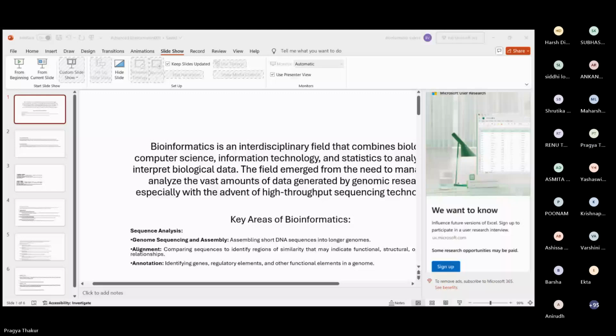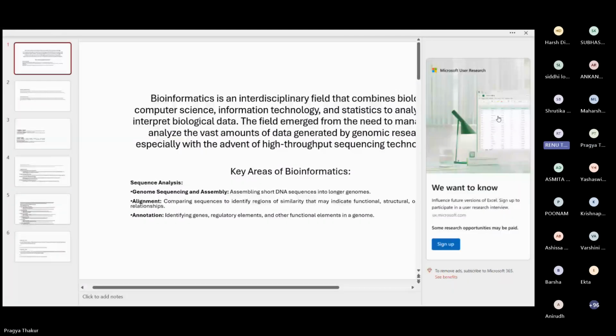Ma'am, your slide is not moving. Your slides are not moving. Okay, it is not moving. Is it visible right now? The first slide is there, I think: bioinformatics is an interdisciplinary field that combines. Yes, sir. The ad is also there, because the sentences are hidden behind the ad. Okay, let me go beyond it.